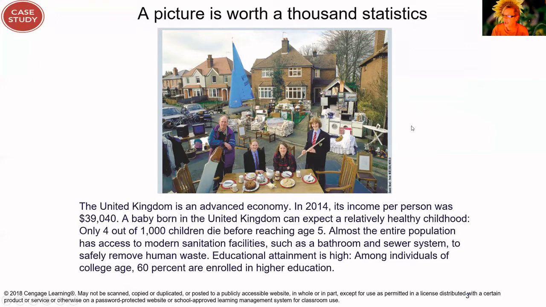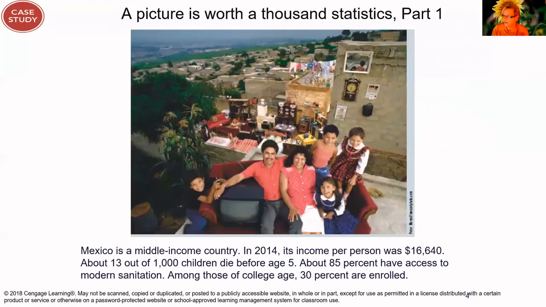So let's take a look at another economy. This is a developing economy. This is Mexico. Again, a middle income country. Notice that the income per person is a lot lower when we take a look. And again, this is adjusting for exchange rates. We have a little bit higher infant mortality rate. And again, when we talk about college education, only about 30% in this particular economy.